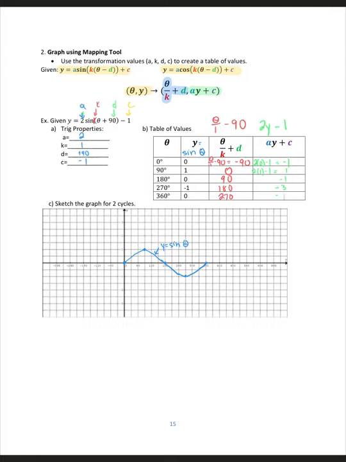Now that we have that information, we can just create a coordinate to plot on our graph. So all of these would become the coordinates that we plot to see our new transformed function. And then finally 270 and negative 1. So I'm going to plot those points on the graph.